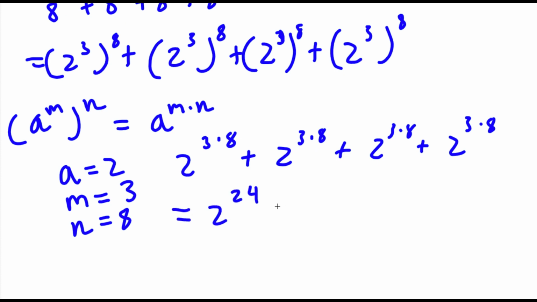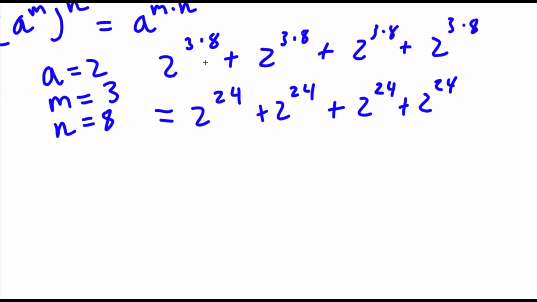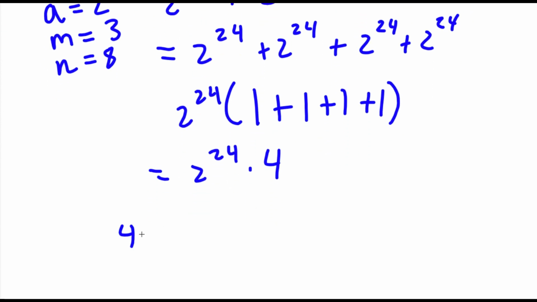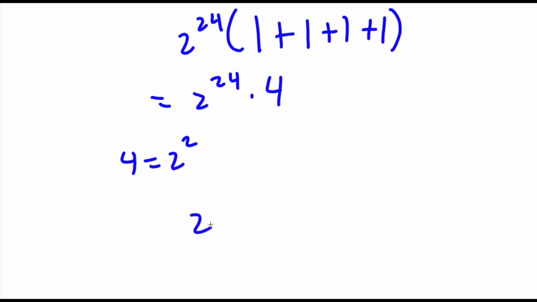So now I have 2 to the power of 24 plus 2 to the power of 24 plus 2 to the power of 24 plus 2 to the power of 24. Now from this, I'll factor out 2 to the power of 24. So now I have 2 to the power of 24 times, 2 to the power of 24 divided by 2 to the power of 24 is 1, so I have 1 plus 1 plus 1 plus 1. And if I simplify this in the parentheses, I get 2 to the power of 24 times 4. 4 is the same thing as 2 squared. So now I have 2 to the power of 24 times 2 squared.